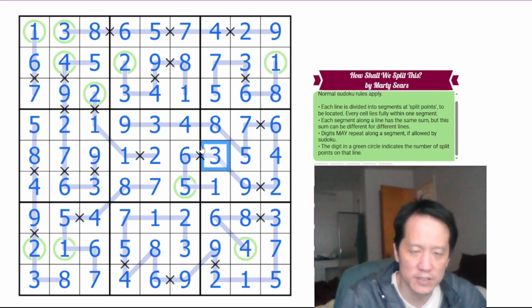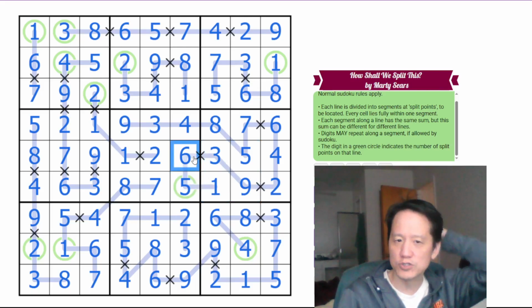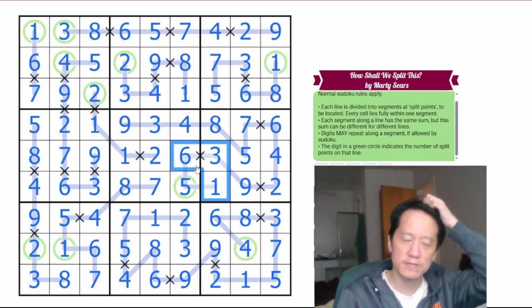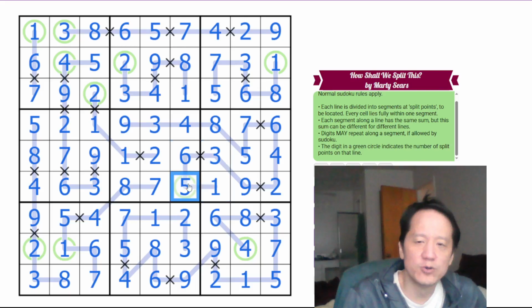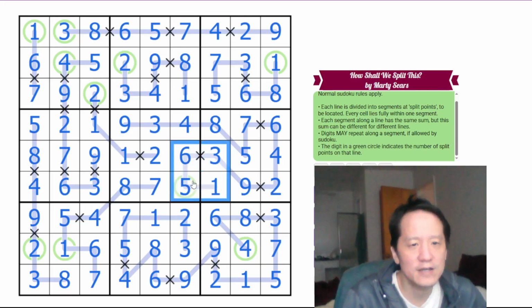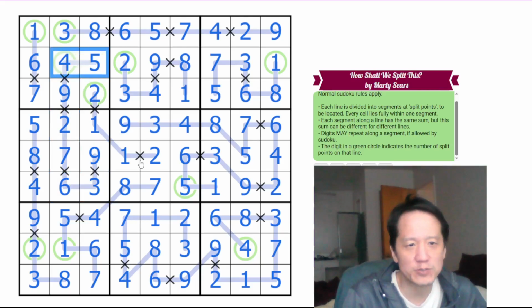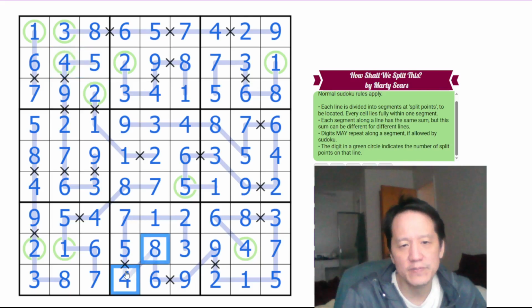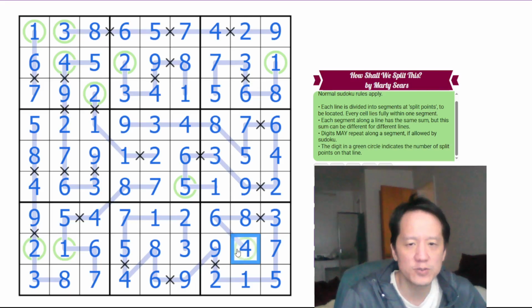Pretty cool, actually. I liked the use of this logic to restrict things, but yeah, it could have been much more difficult. I could see it. Though I don't know how solvable that would be if it were that much more difficult. But very clever use of the equal sum lines and these green circle things, which indicate the number of split points. It's very cool.